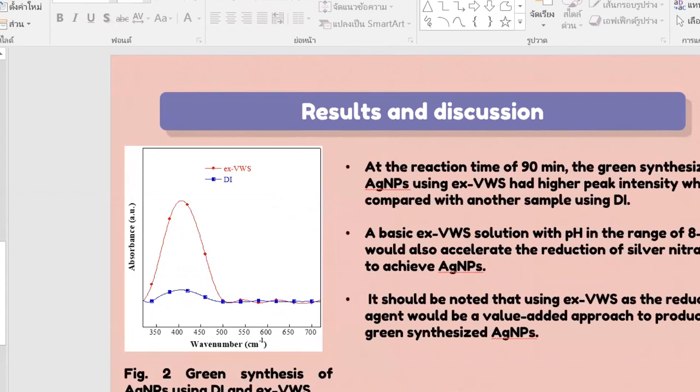In this slide we compare using only starch and distilled water, and using starch mixed with the solution from the extracted vegetable waste. When we compare, we see that the red line, when we use the extract from the vegetable waste, can produce a high amount of silver nanoparticles. So the reducing agent inside that extract will help the reaction and produce a high yield of silver nanoparticles.